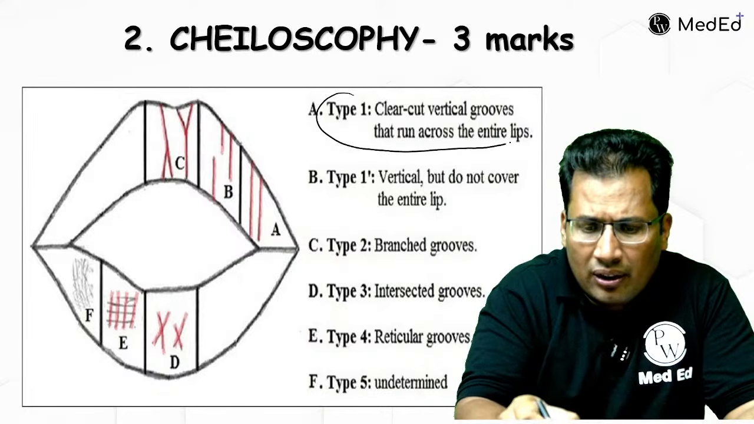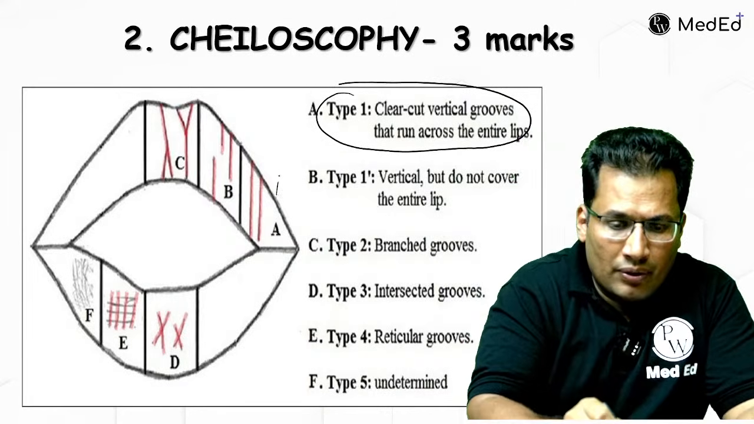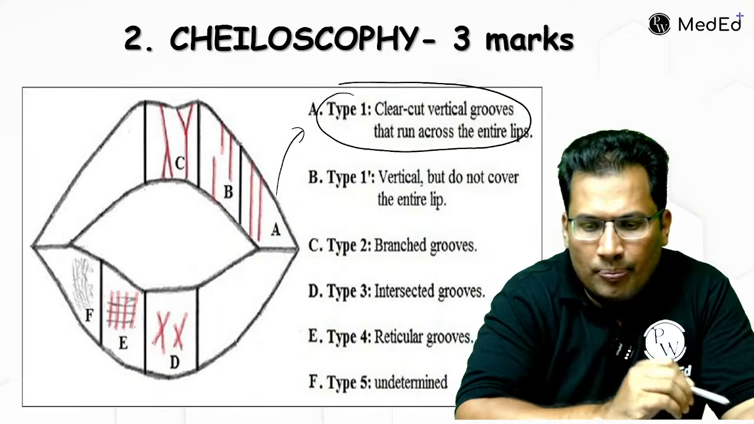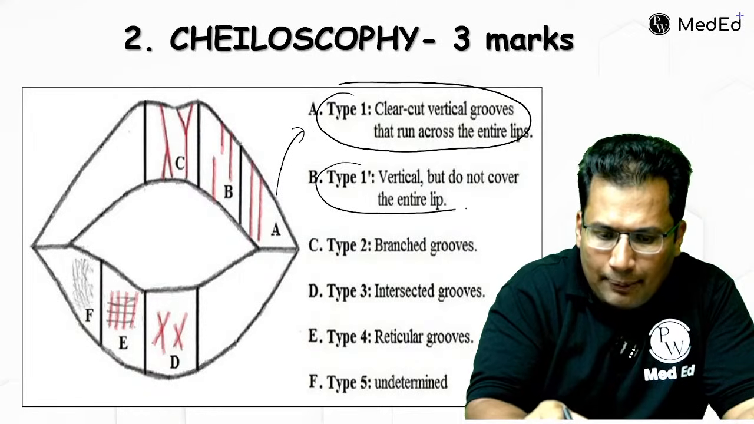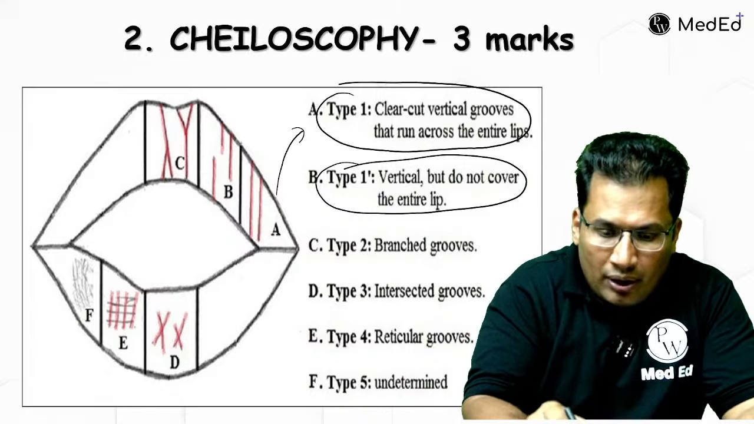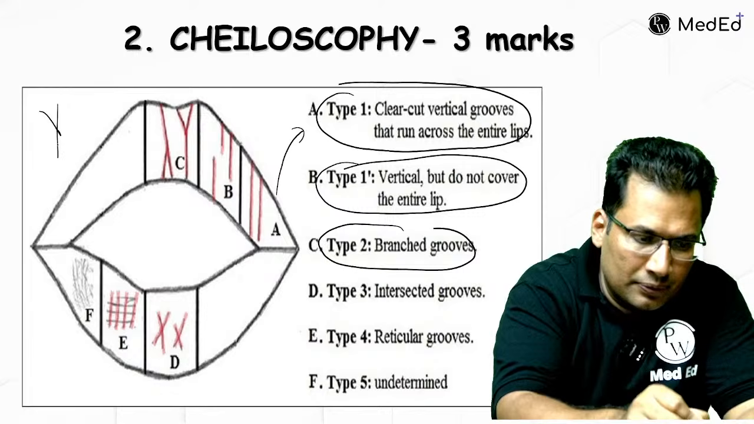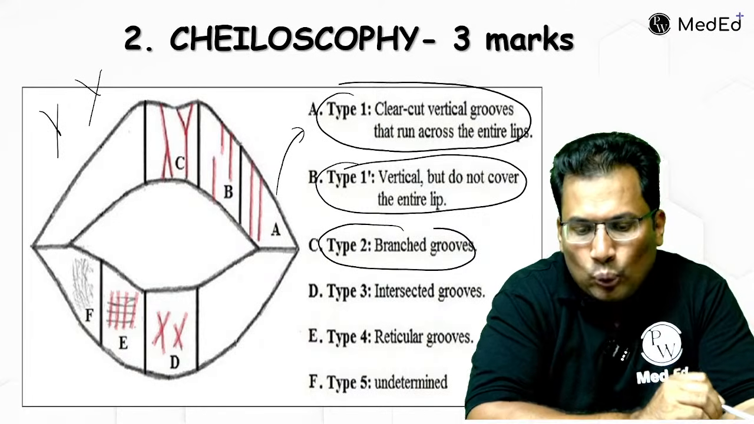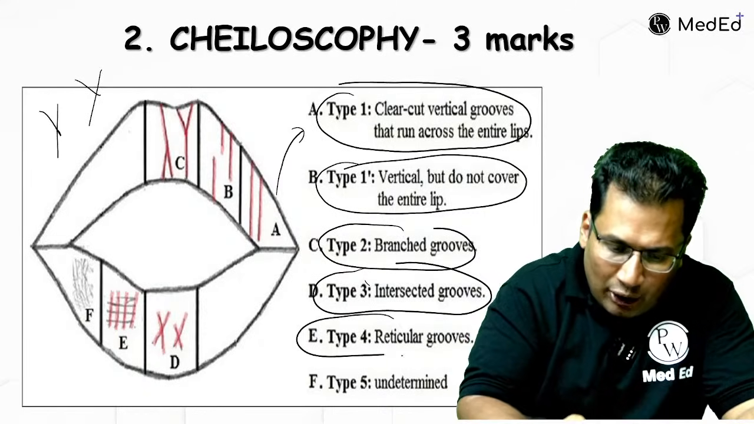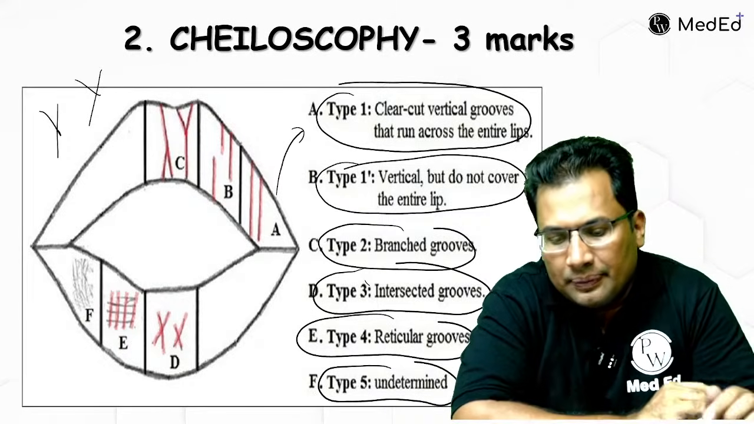There are 5 types. Type 1: clear cut vertical grooves that run across the entire lip. That is type A, or we can say type 1. Type 1 prime: vertical but do not cover the entire lip. If it is branched, like this, that is type 2. Intersected, type 3. Reticular, type 4. Undetermined, that is type 5.